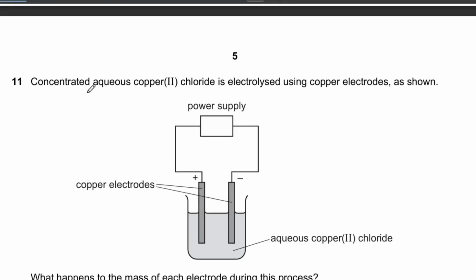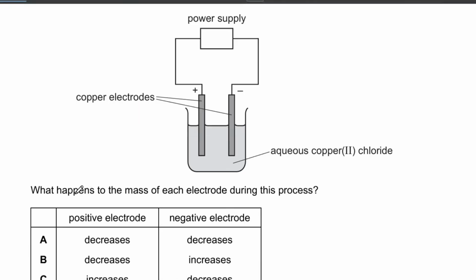Next question, question 11. Concentrated aqueous copper(II) chloride is electrolyzed using copper electrodes as shown. What happens to the mass of each electrode during this process? Now you are using copper electrodes. Copper electrodes are not inert, so they are going to participate in the reaction. So you expect the copper from the positive electrode to be attracted to the negative. So that means the positive will reduce in size because the copper will move from the positive to the negative, thereby the mass of the negative will increase.